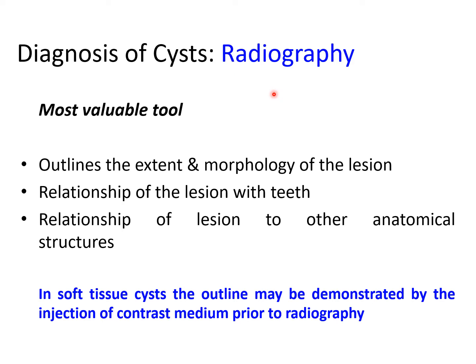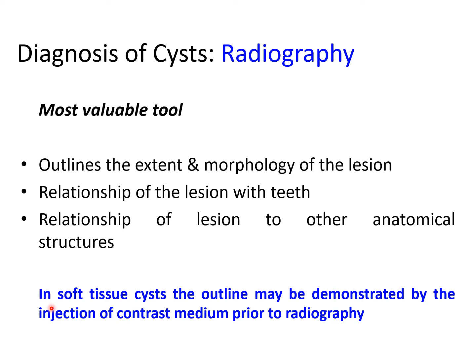Radiography is one of the most valuable tools used in the recognition and diagnosis of jaw cysts. Appropriate radiographs and CT scan images can provide the outline, the extent and morphology of the lesion, whether the lesion is circular, ovoid, or irregular, and the size and extent of the lesion. They would also show you the relationship of the lesion with the teeth, and also the relationship of the lesion to other anatomical structures such as the floor of the nasal cavity, the floor of the maxillary antrum, involvement of the orbital floor. Similarly, in the mandible, the relationship of the lesion with the inferior alveolar canal, and also the lower border of the mandible.